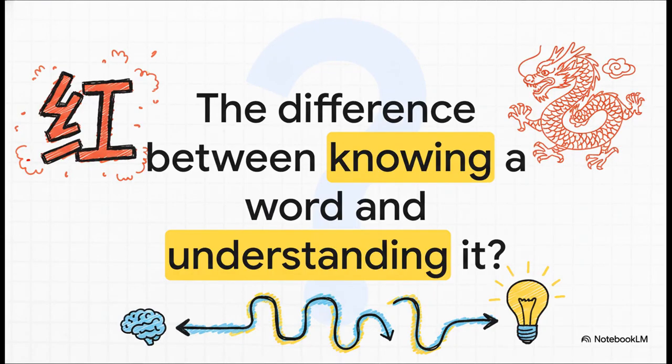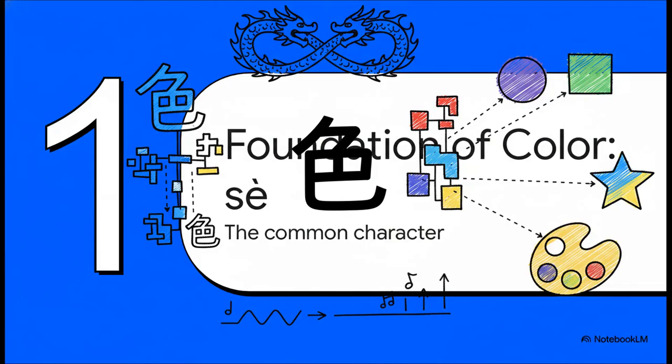So, I want you to think about this for a second. What's the real difference between just knowing a word and truly understanding it? I mean, anyone can memorize that Hong Se means red, but that's just scratching the surface, right? Why is the word for red Hong Se? What story is that character Hong telling us? And how does its meaning completely change depending on the culture? That's what we're aiming for today, to get you from that rote memorization to a really profound, logical, and cultural understanding of the language. All right, let's dive right in.